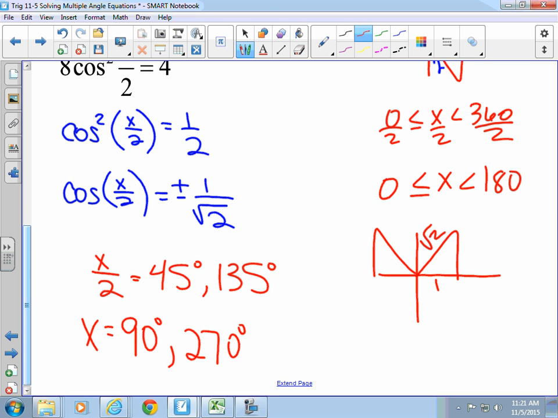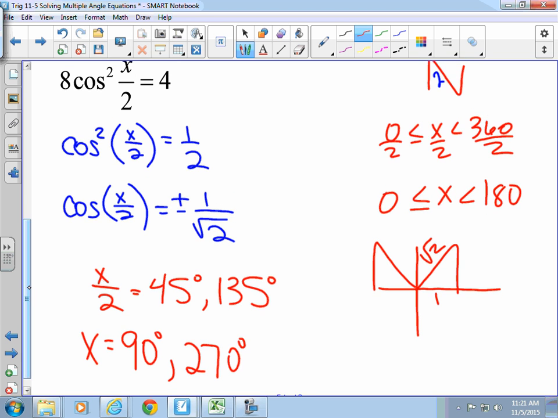Check it, right? See if you're doing a good job. 90 divided by 2 is 45. Cosine 45 is root 2 over 2, or 1 over root 2. I would square that and I get 1/2. 1/2 times 8 is 4. So you can check those to see if you're getting good answers.